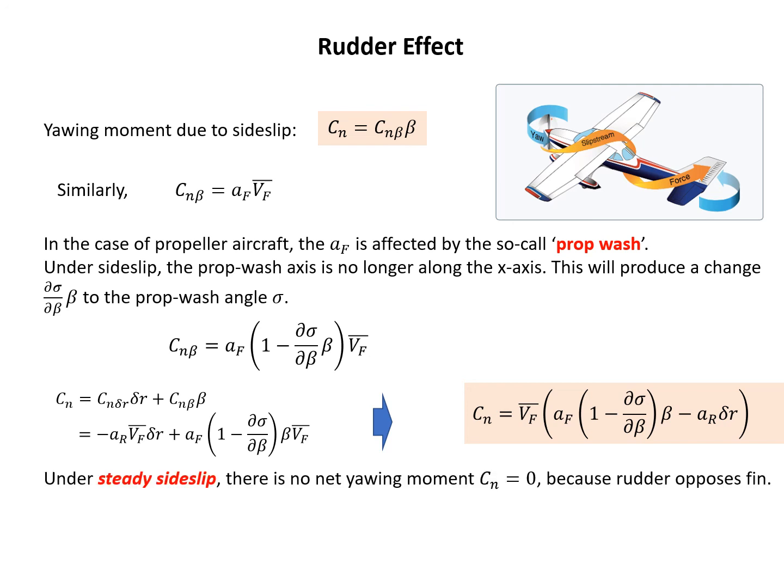If the aircraft is in a steady side slip, and it's steady, there's no net yawing moment, which means Cn equals 0. That simplifies the problem, because the rudder opposes the fin. Letting Cn be 0, we have delta R equals minus beta times Cn beta divided by Cn delta R. So if Cn beta and Cn delta R are known, and we know the side slip angle, and we expect the aircraft to stay in a steady side slip, then we can know delta R, the rudder deflection angle. That's what we talked about: in a steady side slip, how to calculate the rudder deflection. So that's for this lecture.